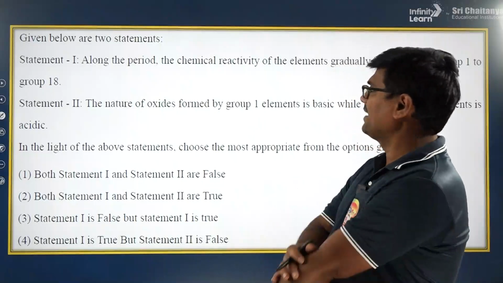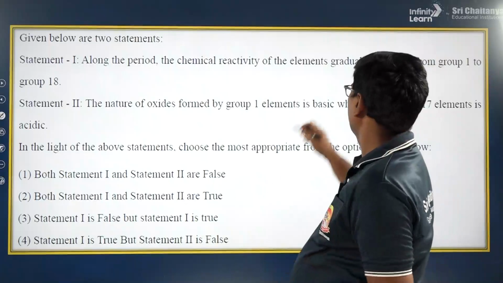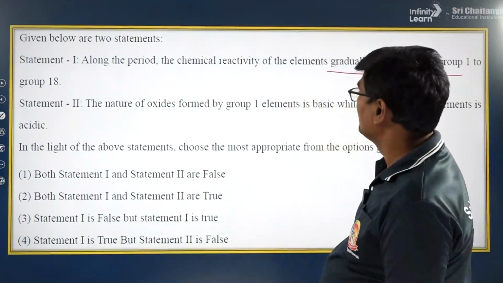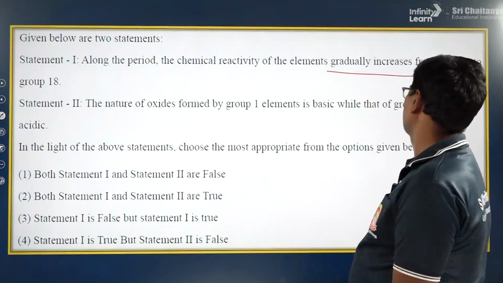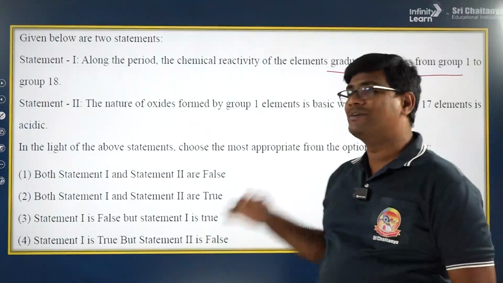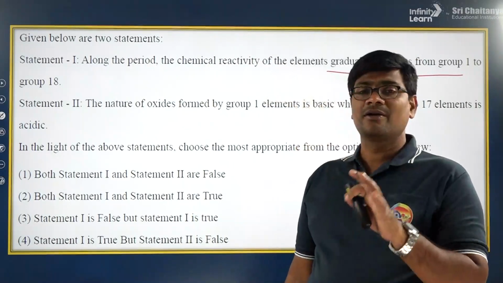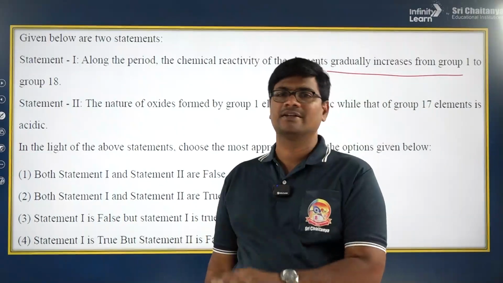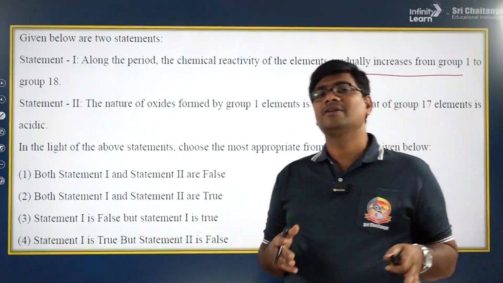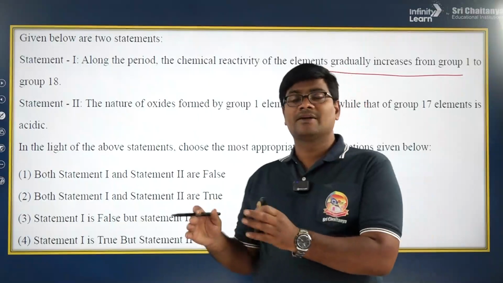Let's go for the next. Again, two statements are there. Statement 1: along the period, the chemical reactivity of elements gradually increases from group 1 to group 18. Statement 2: the nature of oxides formed by group 1 elements is basic, while that of group 17 elements is acidic. The chemical reactivity in a period has some irregular trend. Down the group, no issue. For metals, chemical reactivity increases down the group, but in the case of non-metals, chemical reactivity decreases.